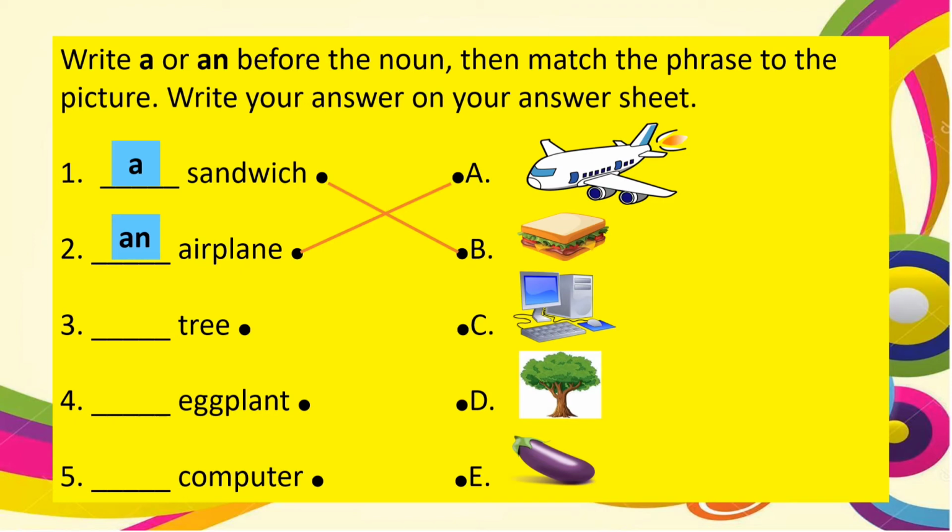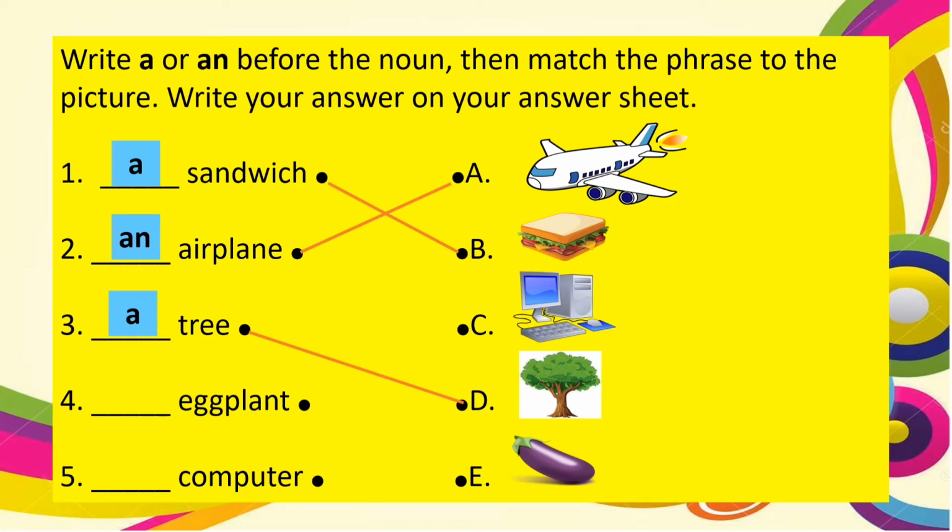Number 3. Tree. A or an? You're right. A tree. Where is the picture? Very good. Letter D.